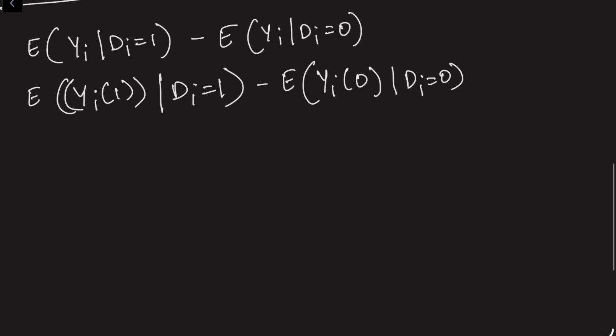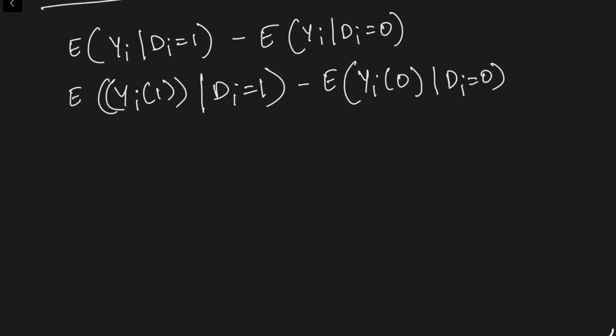Okay, so this is our observed outcomes written in the form of potential outcomes. Now also look closely here. What is this really saying? It's saying this is the potential outcome had you been treated in the subpopulation of the treatment group. And this is the potential outcome had you not been treated in the subpopulation of the untreated group.